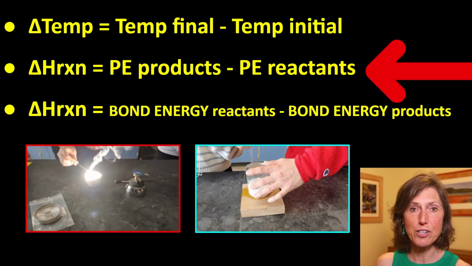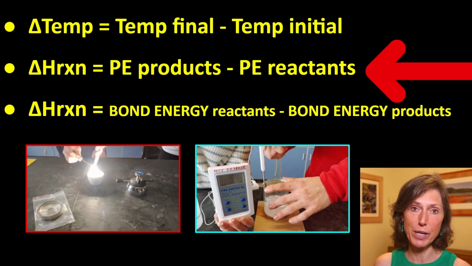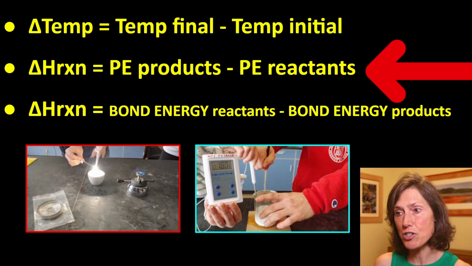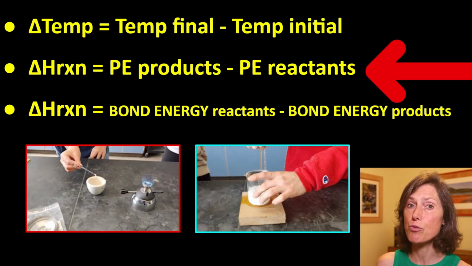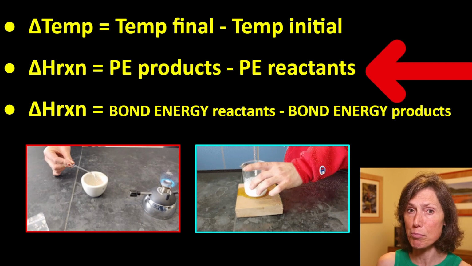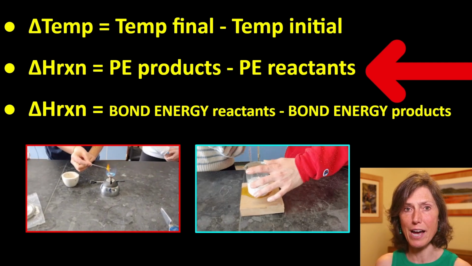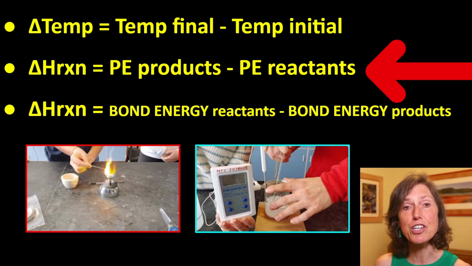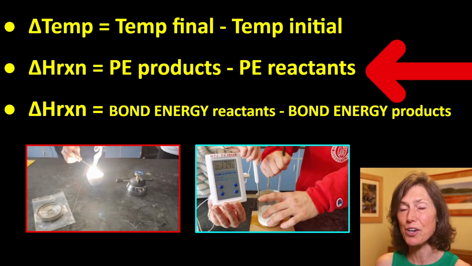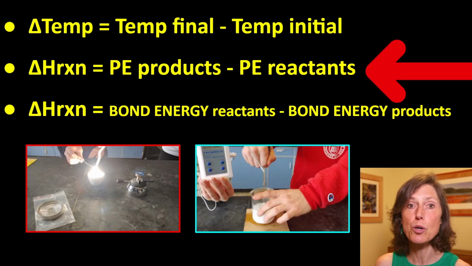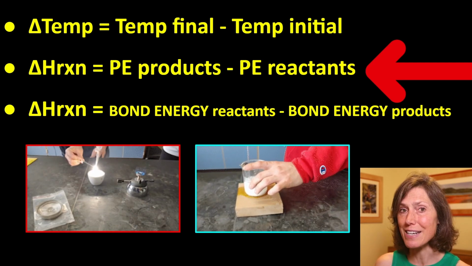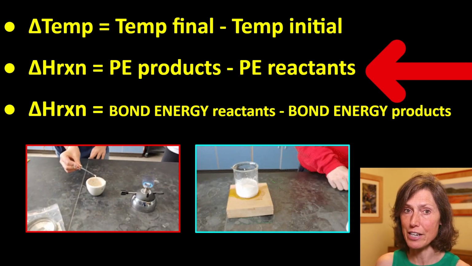The second equation focuses on the heat of the reaction by subtracting the potential energy of the reactants from the potential energy of the products. The heat of the reaction would reflect an exothermic reaction when the potential energy of the products is lower than the potential energy of the reactants, giving you a negative delta H.